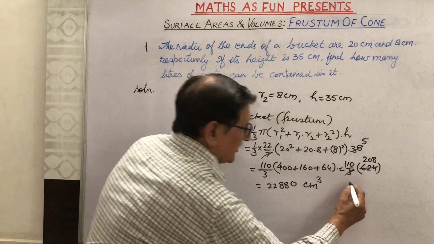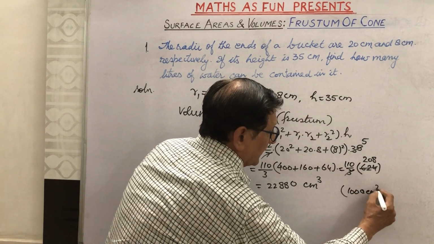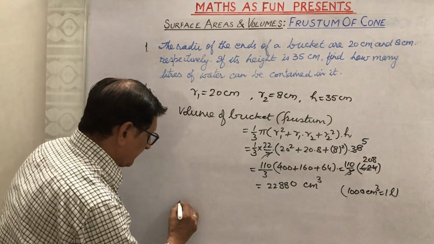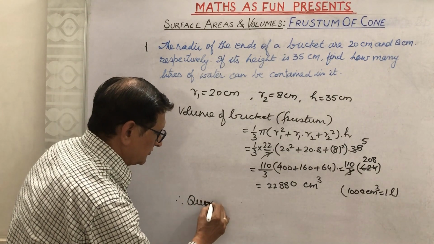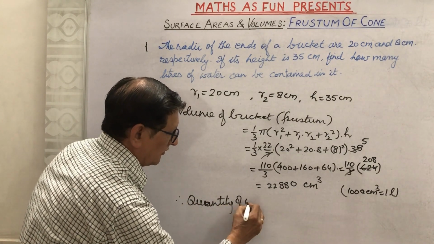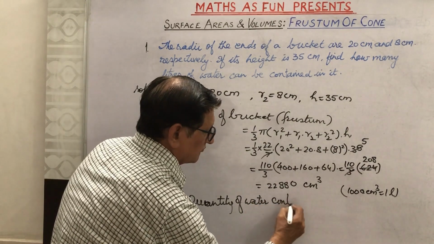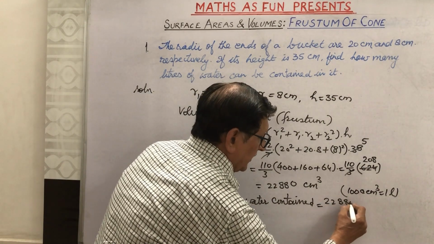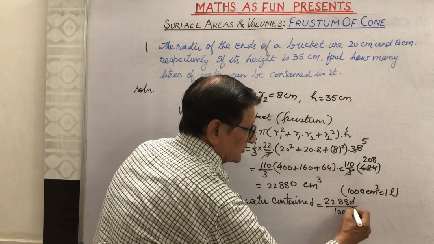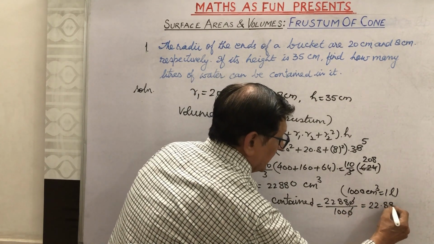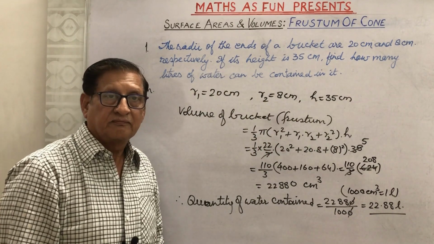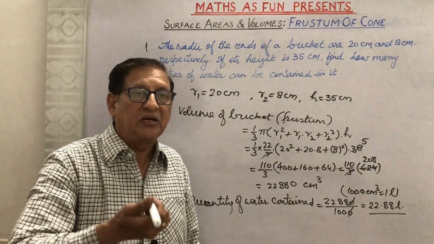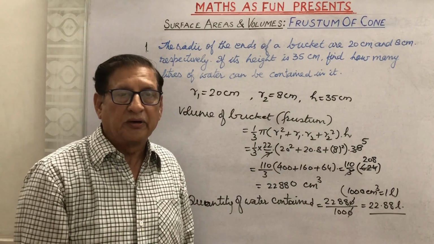And we have already learned that 1000 centimeter cube is equal to 1 liter. So we can write, therefore, the quantity of water contained will be equal to 22880 upon 1000. This cancels and this is 22.88 liters. So we could find out that 22.88 liters of water can be contained in that particular bucket.